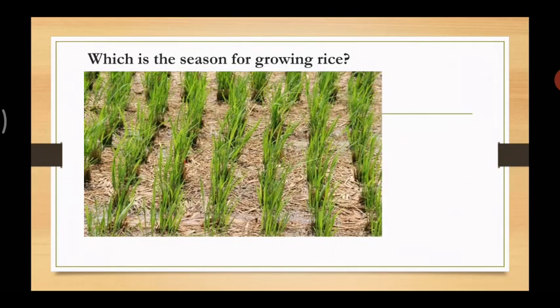Now look at the picture. Can you tell me which is the season for growing rice? Yes, the rice crop is grown during the rainy season. Why? Because it requires a lot of water. Let's move forward.